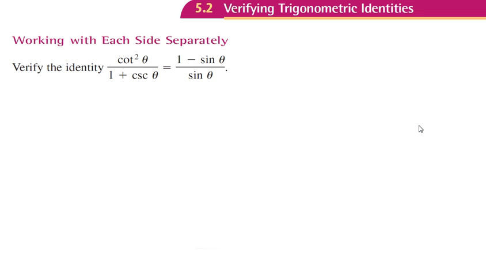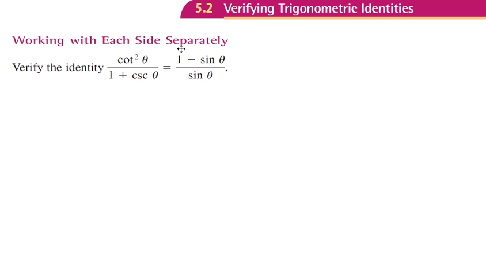Okay, we're going to go ahead and verify yet again another identity, and these types are pretty unique in that, as you can tell by the title, it's working with each side separately. Now, at the beginning of this unit, I told you that you can't work on both sides, and what I meant by that is you can't add one on this side and add one here, like we would do with an equation. Verifying identities means you work with only the left side, and does that equal the right side?